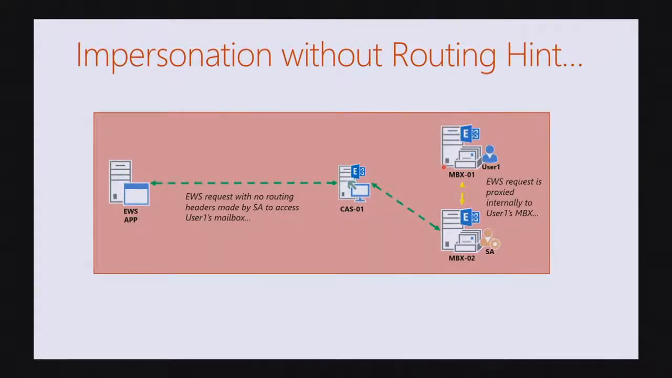The CAS passes the request down to mailbox 2 because the service account authenticated. However, inside that EWS request, there is a request to impersonate user 1. So mailbox 2 says, you know what? I can't handle this request. I need to proxy this request to mailbox 1. So you're introducing an extra hop here based on the basic rules of routing.